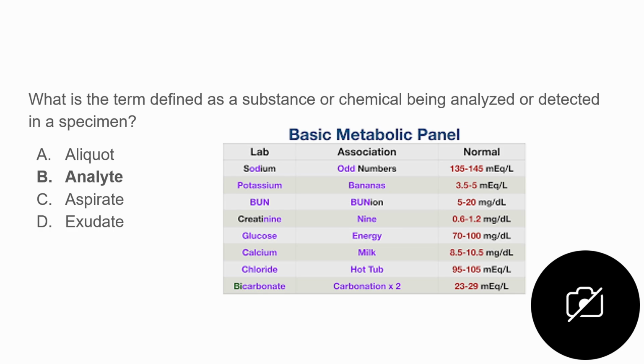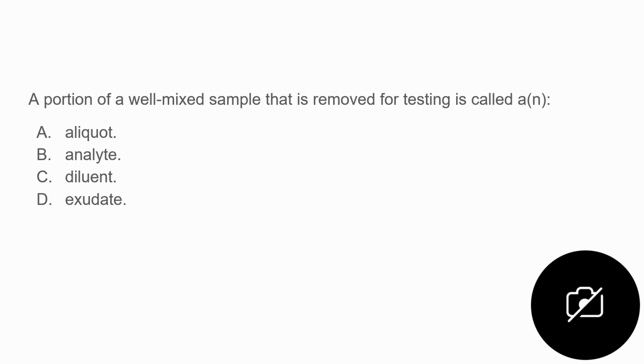The aliquot is the amount of specimen that's drawn, whether it be the urine remaining in a cup or the actual blood that's drawn into the tube. Aspirate is some type of suctioned out fluid, body fluid, like nasal secretions and things like that. And exudate is just an effective mass of fluid.